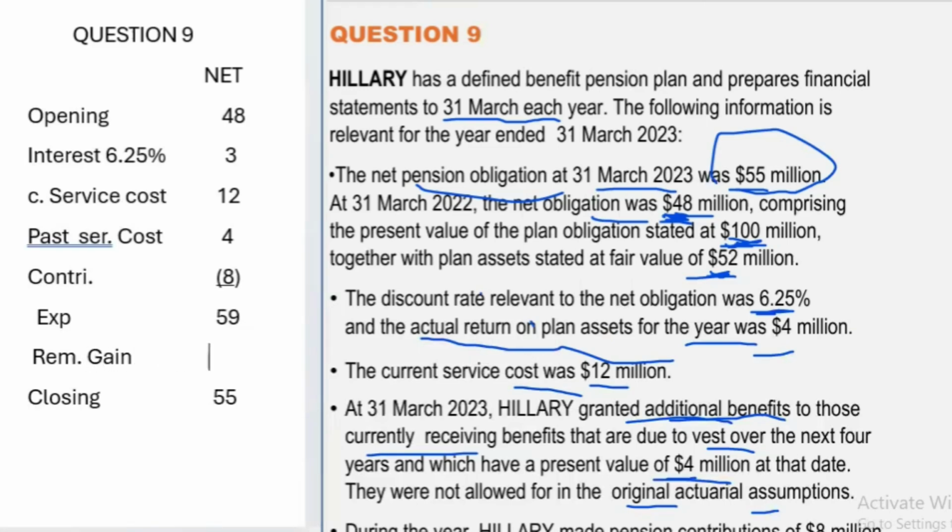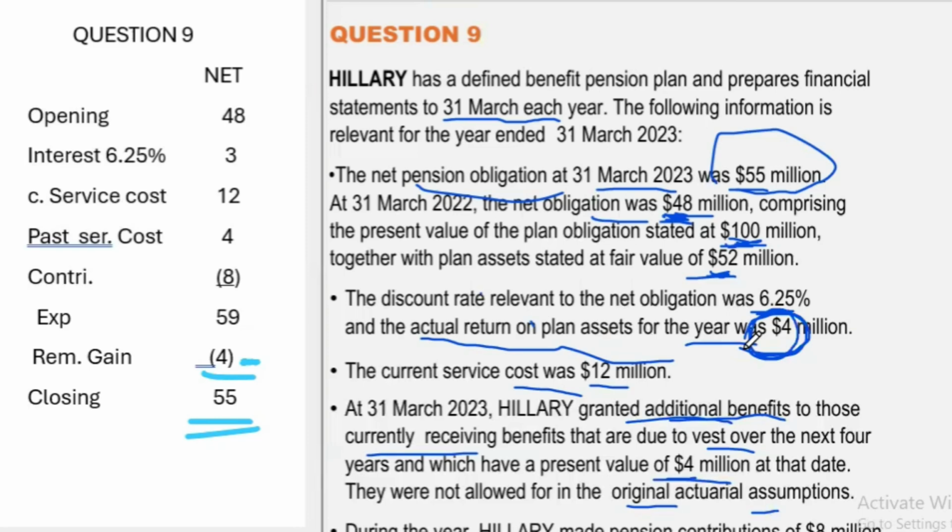of how much? 4, which we expect to reduce the obligation so that when we deduct, we'll come and get the closing, because we said a gain reduces what? The liability, right? Can you see that this 4 here, the remeasurement gain, is the same as the return on what? The asset. The 4 million return on what? Asset. So this 4 million return on asset is the remeasurement gain. Are you getting it? And it was a gain because, can you see, it reduces the liability?